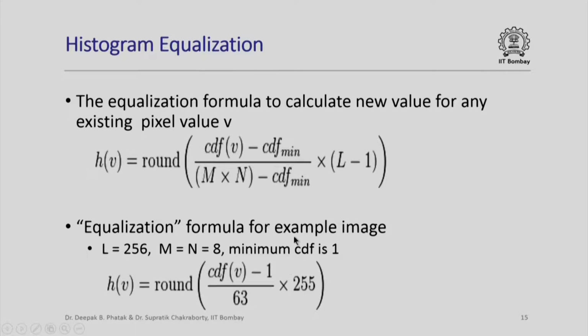The equalization formula for our example image, where L is 256, M and N are 8, and the minimum CDF is 1, is simply H of v is equal to round of (CDF v minus 1) upon 63 into 255. That means for every value v, we can find out what the new value of H will be.